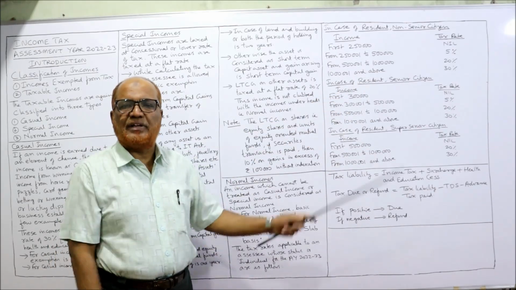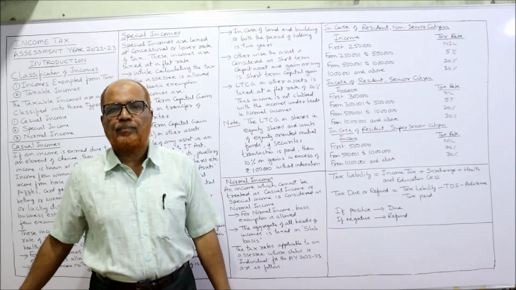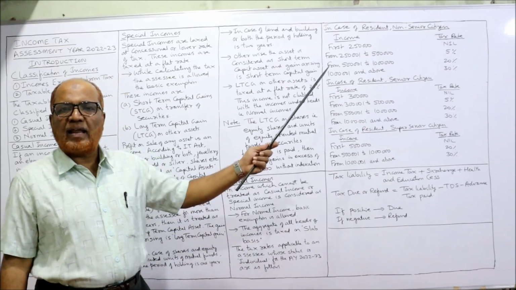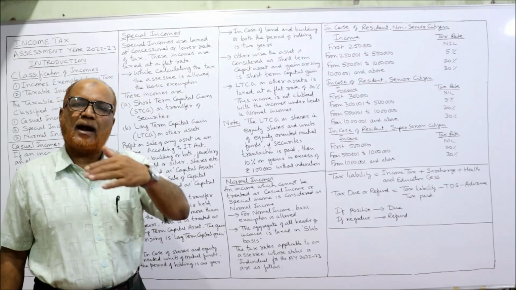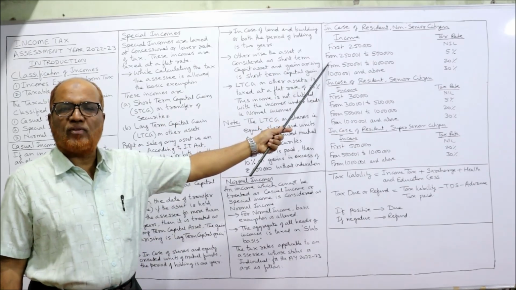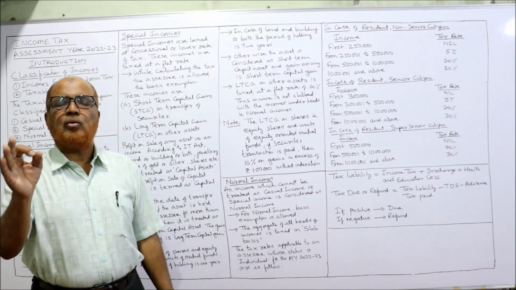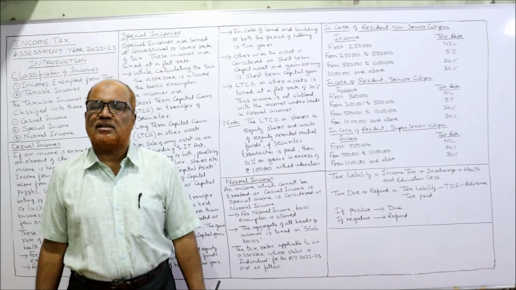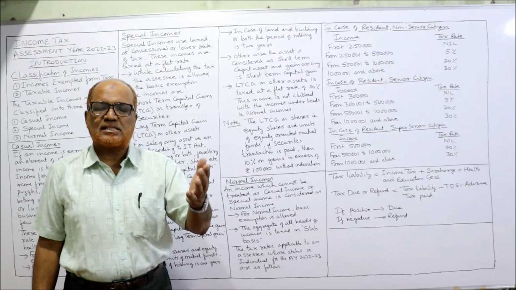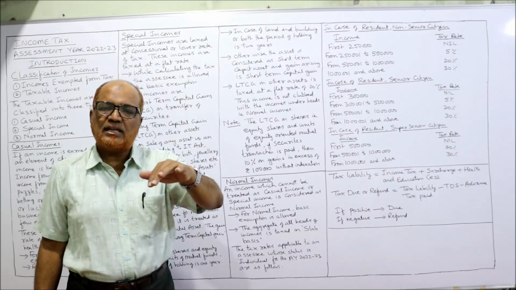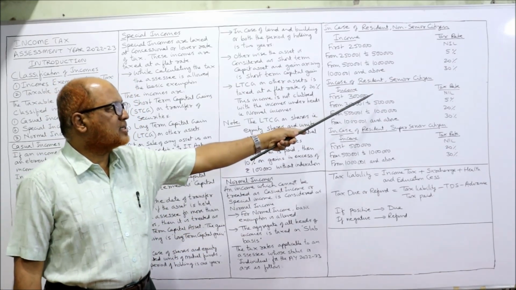0% up to 2,50,000, 5% from 2,50,001 to 5 lakh. Then 20%, 5 lakh 1 to 10 lakh, 30%, 10 lakh 1 and above. That's all. This is for non-senior. Now senior citizen. Senior citizen means a person who has crossed the age of 60 years but is below 80 years. That means 60 years and above, but below 80 years. He is called senior citizen.